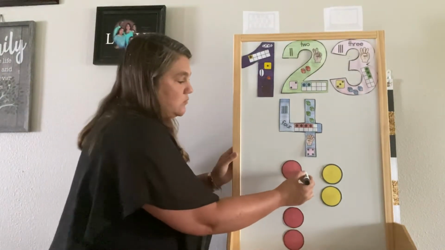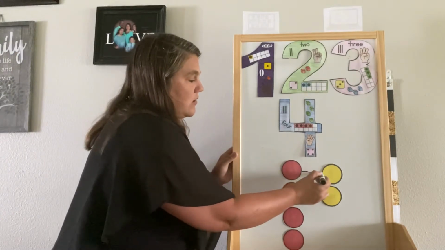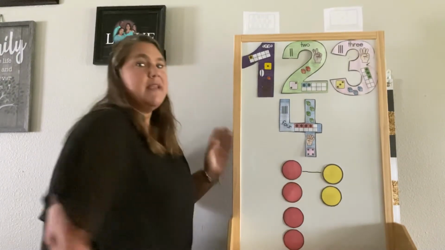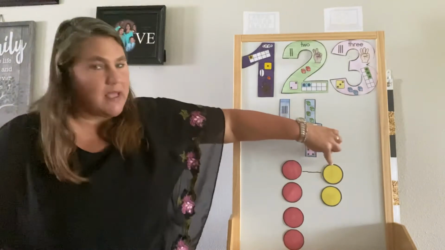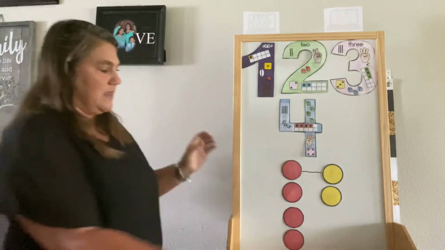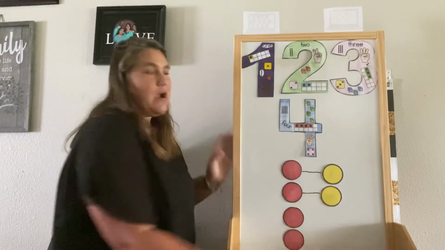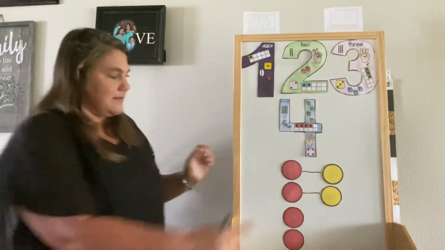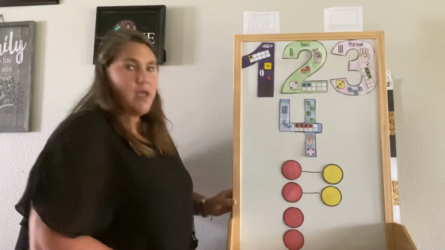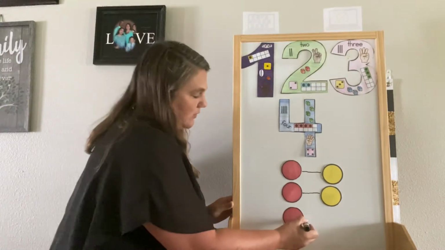Okay, so here's this red dot, and I'm going to go across. Does he have a partner? Yes. 1 red dot, 1 yellow dot. Now let's go see if this one has a partner. Does he have a partner? Yes. Red, yellow. Uh-oh. Look at this one.